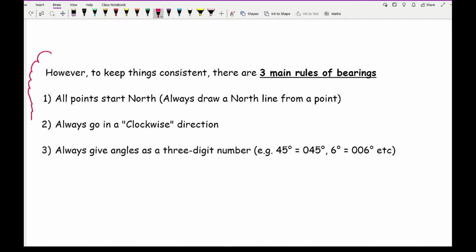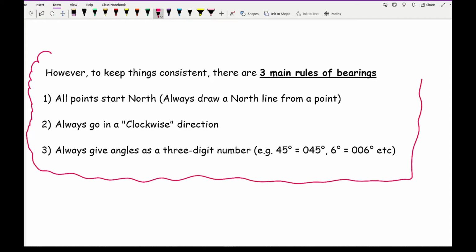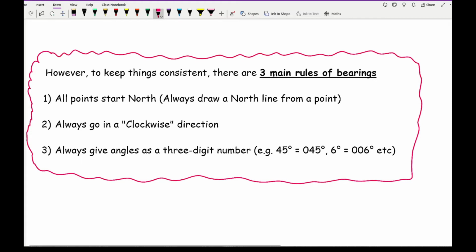Now the first point is that all bearings need to start from north. So whenever you deal with a bearings question, always make sure that you draw a north line, and in some cases that north line would be already drawn for you. Now the second point is you always go in a clockwise direction. So clockwise, again you just need to look at a clock, which usually you find in a classroom, but it's always going in this direction, never anti-clockwise.